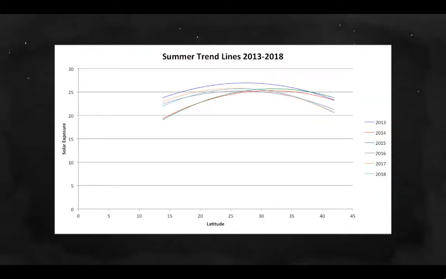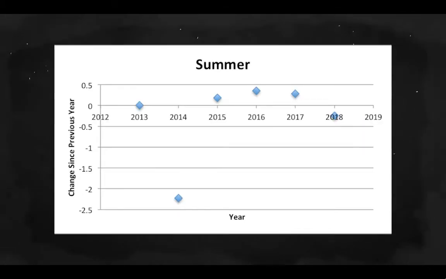You can see lower measures of solar exposure for the lower latitudes in 2014 and 15, and slightly higher measures of solar exposure in higher latitudes in 2013, 14 and 15. Still, overall, there is a degree of consistency though. This is backed up by the yearly trend plot, which showed no consistent increase or decrease over time.